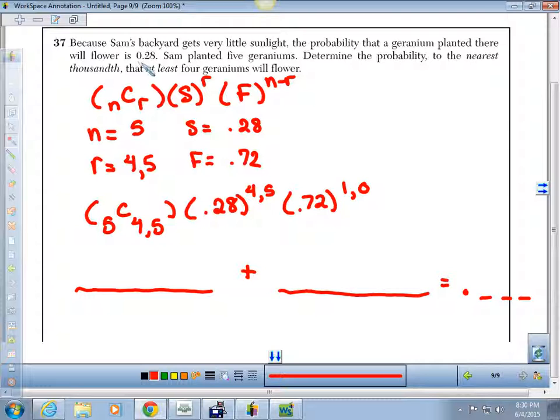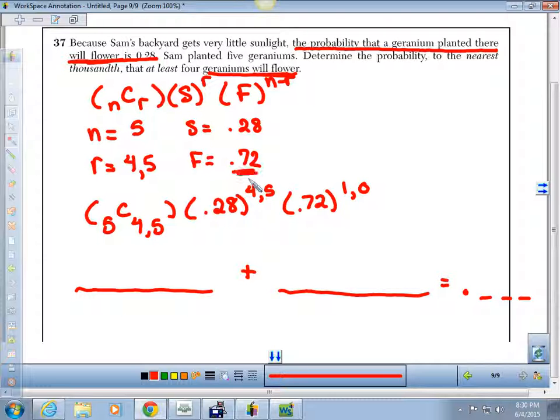They have to tell you in a case like this. Now, if it was the probability of flipping a coin, what's the probability you're going to flip heads? 1 out of 2. But in this case here, they came right out and told us the probability that a geranium planted will flower is 0.28. And so that's what they want. The probability that at least 4 will flower. So what is the probability that it will flower? 0.28. Okay?